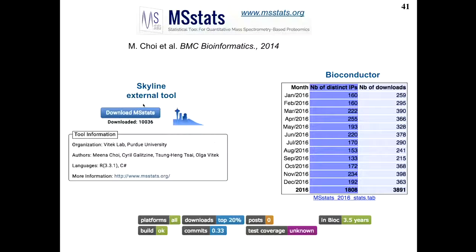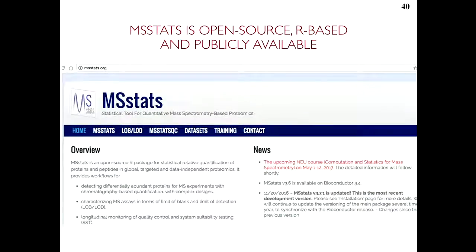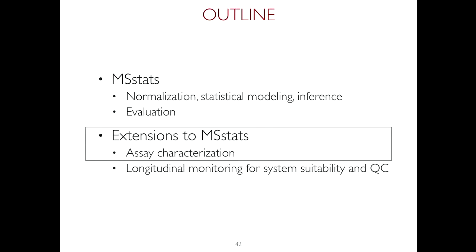And it is also available as a Skyline external tool, which is very exciting for us. So part of the analysis can be done entirely through the Skyline graphical user interface. Unfortunately, there are some limitations to what we can do with that, so you get more options with the R command line, but that's an option as well. So yeah, this is quite nice for us. So that finishes the MStats part.